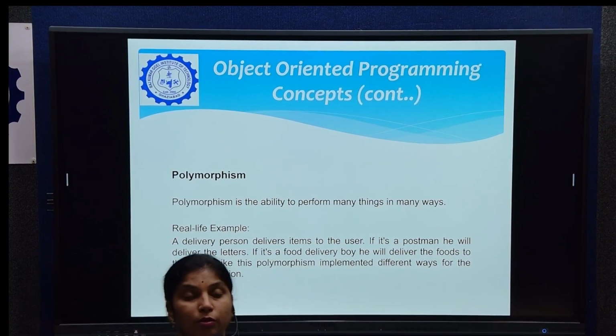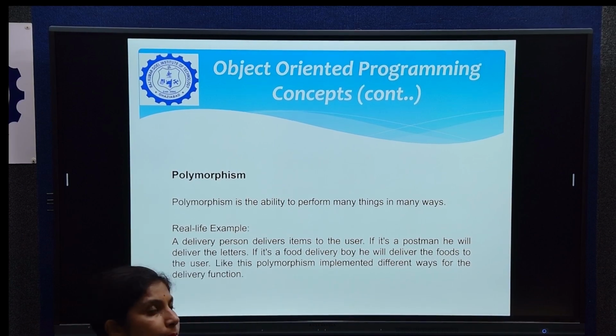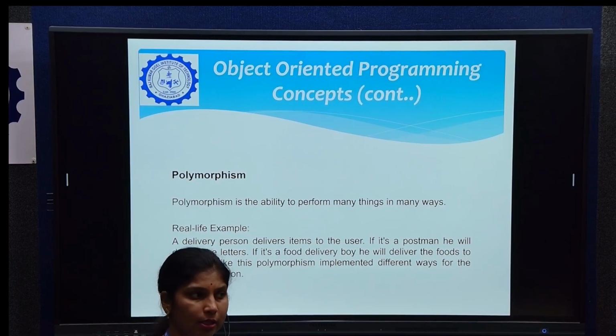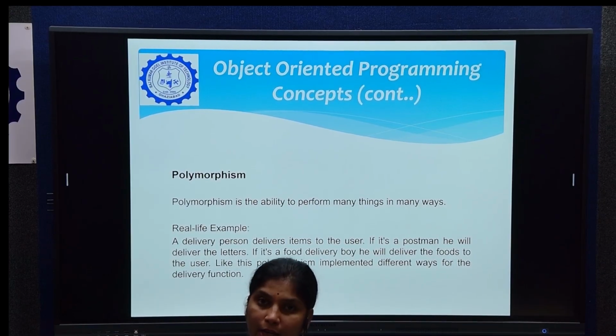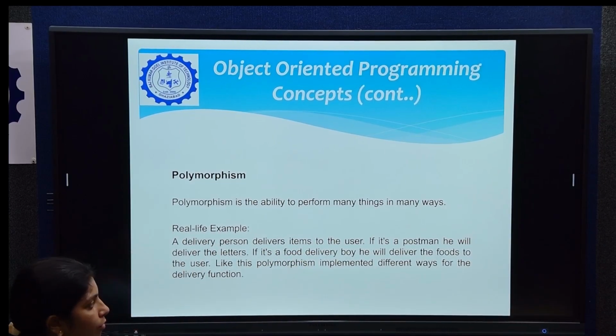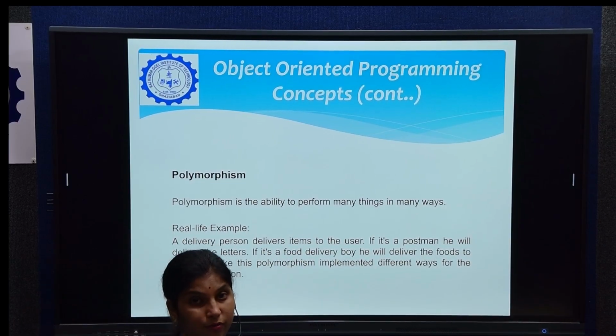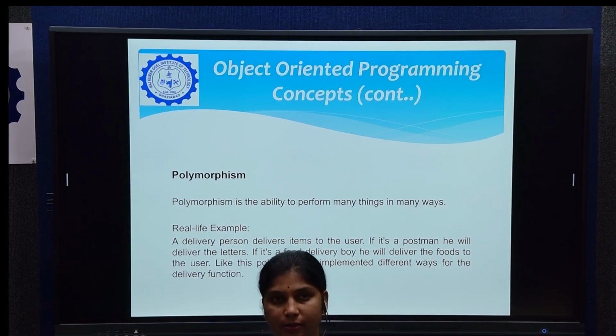Coming to the next, polymorphism. It is also one of the very strong pillars of OOPS. The word polymorphism is composed of two words, poly and morphism. Polymorphism means many forms, the ability to perform many things in many ways. If I relate it to a real world example, let's take an example.